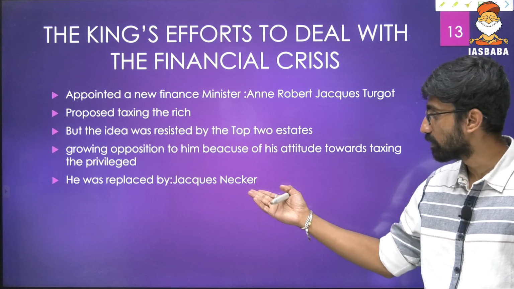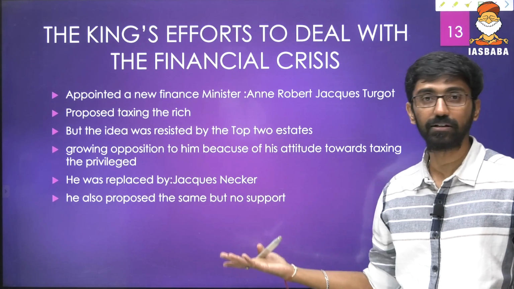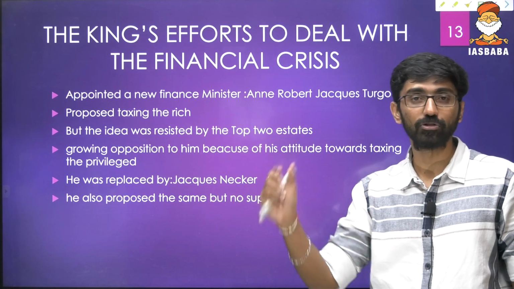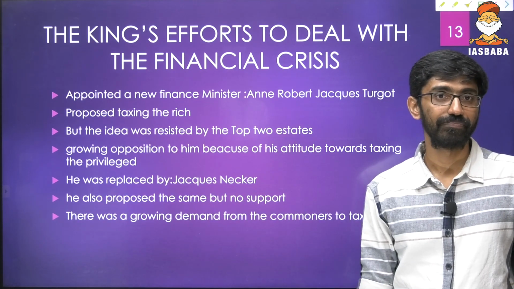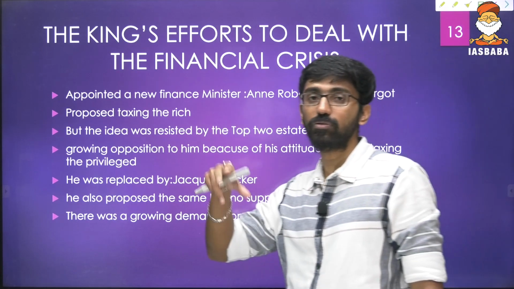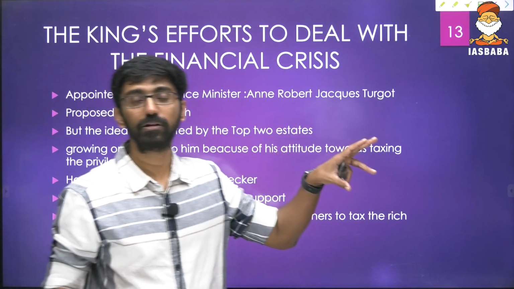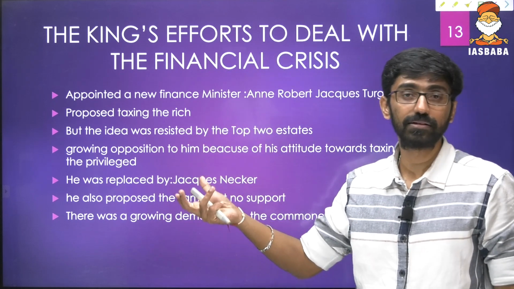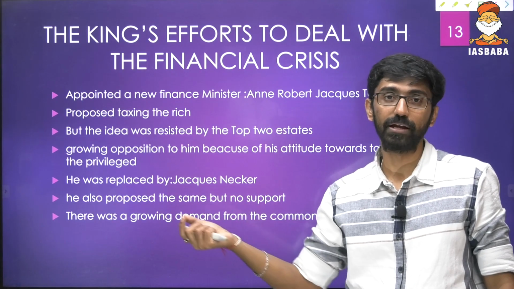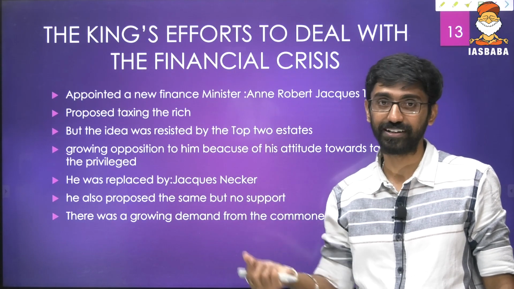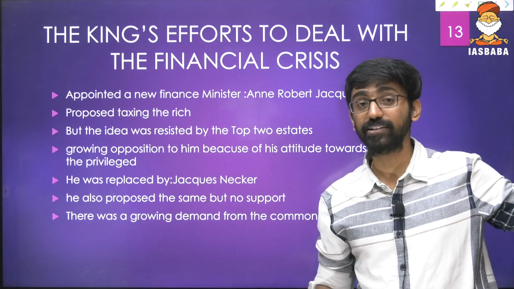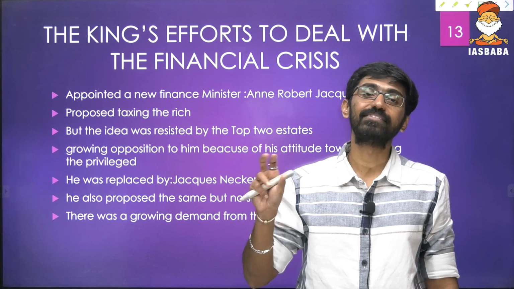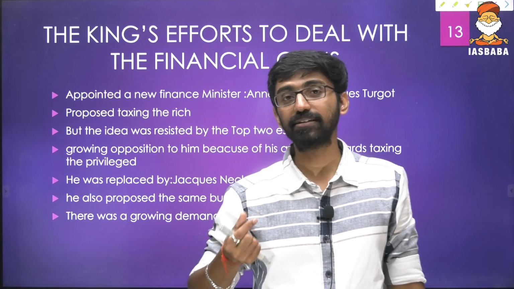He was replaced by another finance minister, Jacques Necker. He also proposed the same thing. There was no other way out. But he also did not get any support from the clergy as well as the nobles. He was also removed. And the people were also demanding that you have to tax the rich, because they are the only people in a position to pay the taxes, but they are not paying. The government should make them pay. And that is the reason that the States General was summoned. It had never been summoned for the last 175 years. The States General, a parliament, was the authority to discuss taxation matters. That is the reason that the summoning of the States General itself is a revolution.